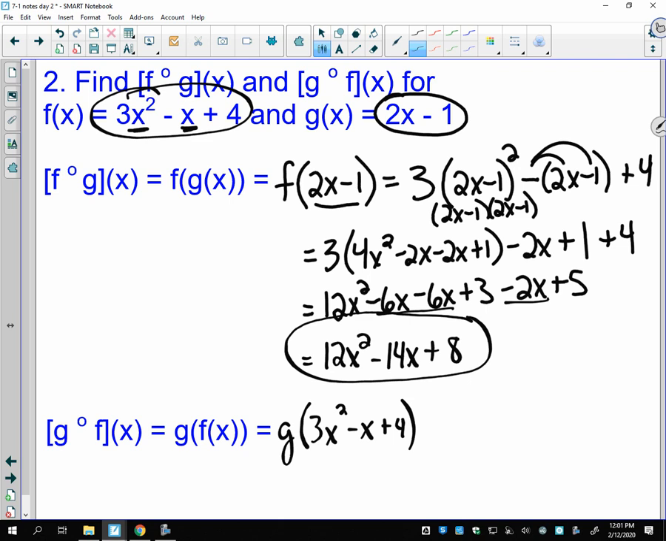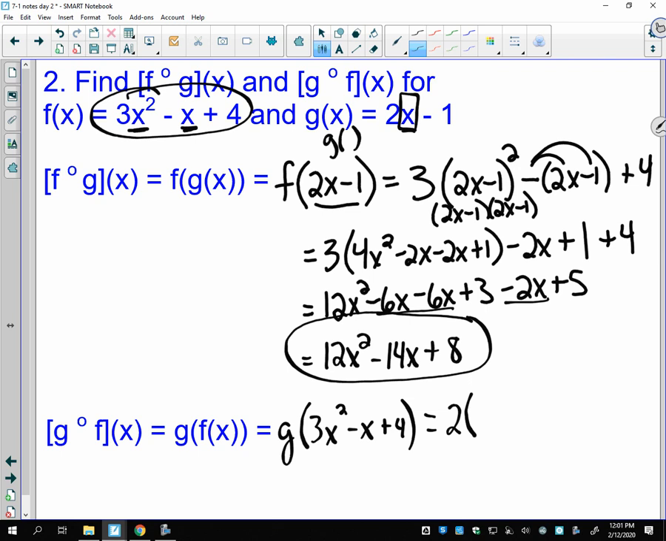And I'm going to plug that into the g function now. So now look at g. Think about what you would do if it was a number. If I said find g of 1, what would you do? You would replace this x right here just with 1. But instead of doing it with a number, we're going to do it with this whole function.